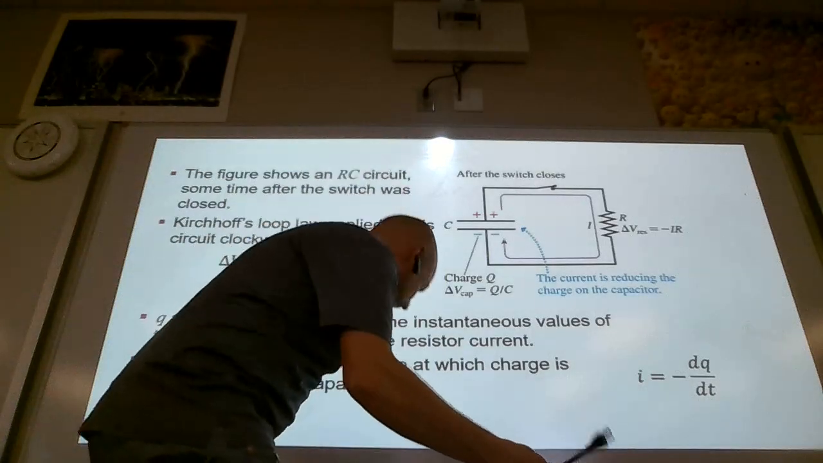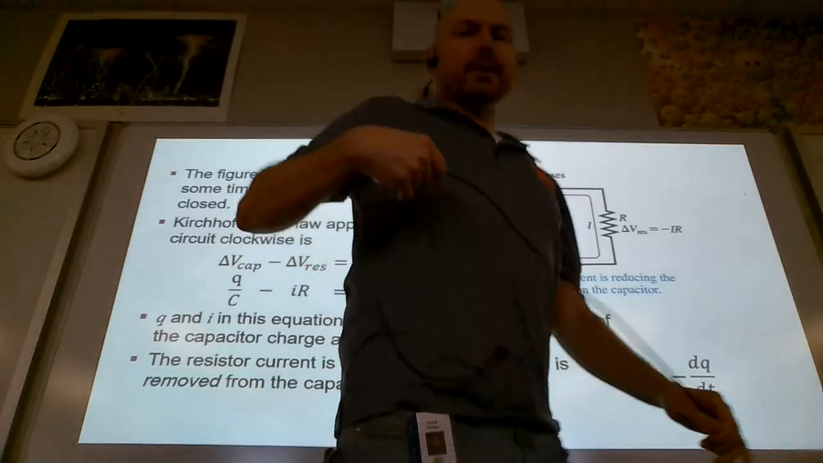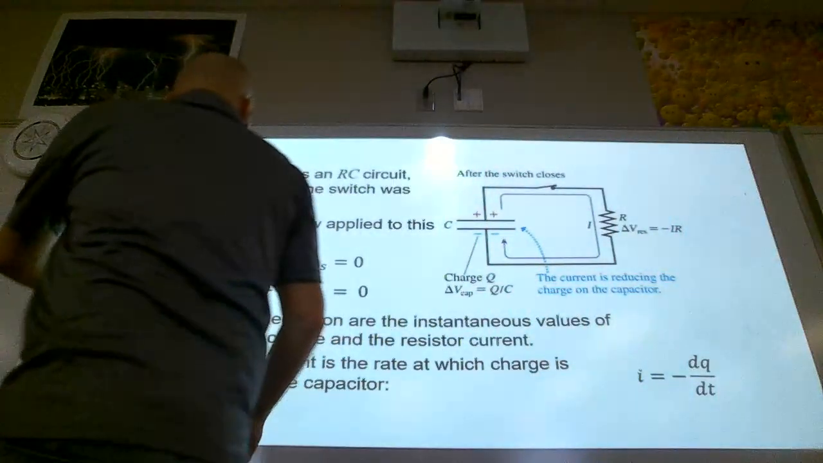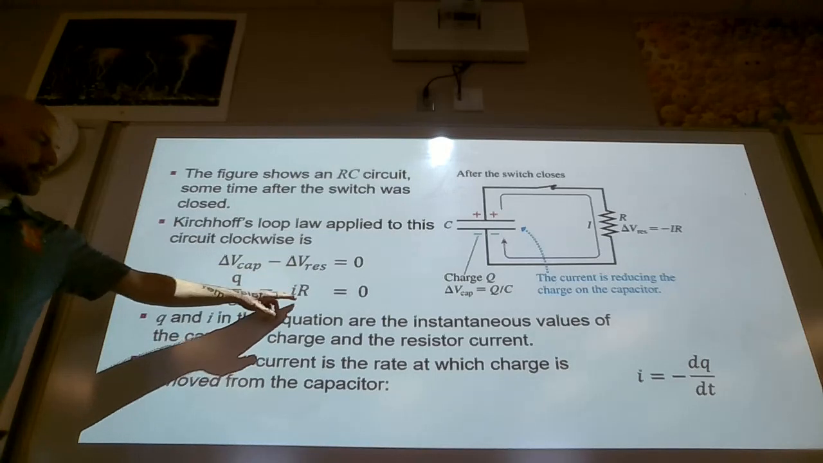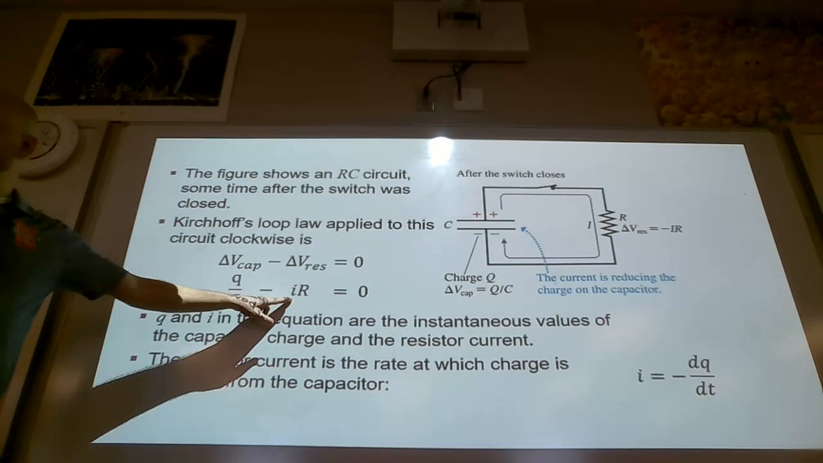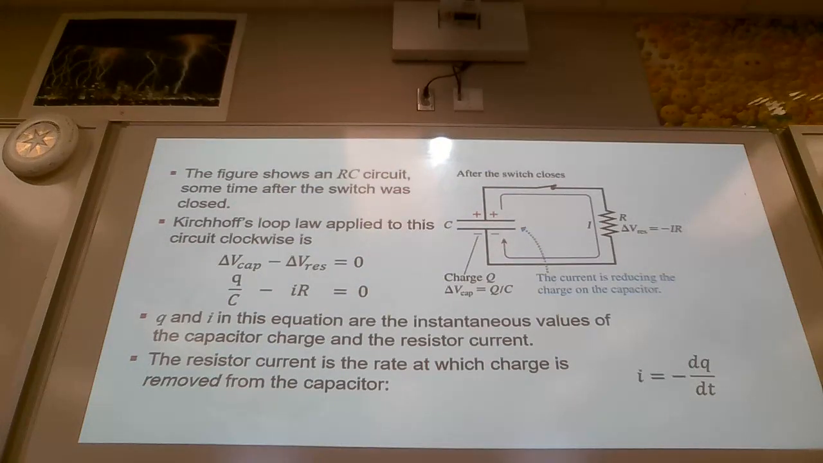Kirchhoff's loop rule. Okay. Now the killer is that the voltage drop across the capacitor is not constant because the charge on the capacitor is not constant. Nor is the voltage drop across the resistor constant because the amount of current flowing through that resistor is changing as a function of time. Good with that? Okay, so the lowercase variables signify they're going to be changing. So your charge is changing and your current's going to be changing.